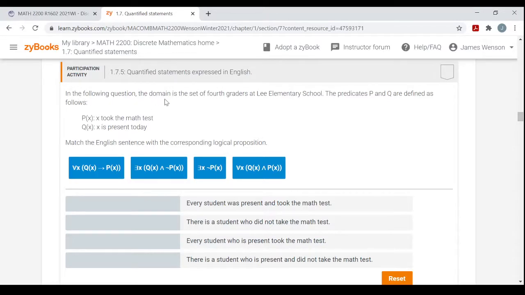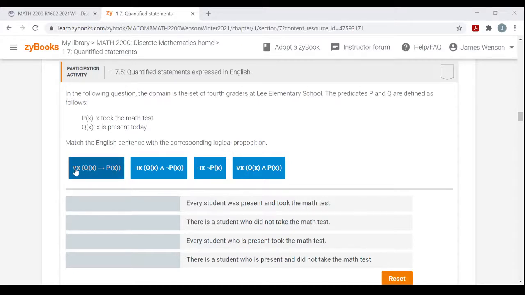In the following question, the domain is the set of 4th graders at Lee Elementary School, right? So all the 4th graders, whoever they are, is the domain. The predicates P and Q are defined as follows. P of X is the statement, the kid took the math test. Q of X is the 4th grader is present today. All right, so let's read these. All right, and I'll just go a couple of them.